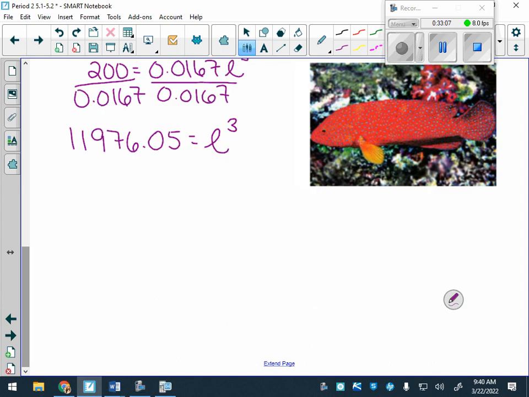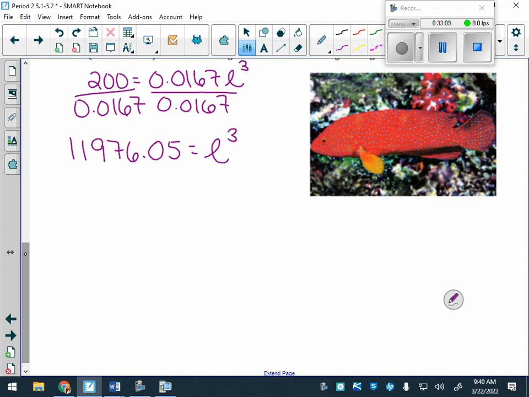Good. Now, how do we get rid of that? Cube root of both sides. What's another way you could do this as well? Instead of the cube root, say you couldn't find it in your calculator. What's another way? You could raise it to the 1/3 as well. So either way, you could take the cube root or raise this whole thing to the 1/3. Same answer. What is our length rounded to the hundredths?